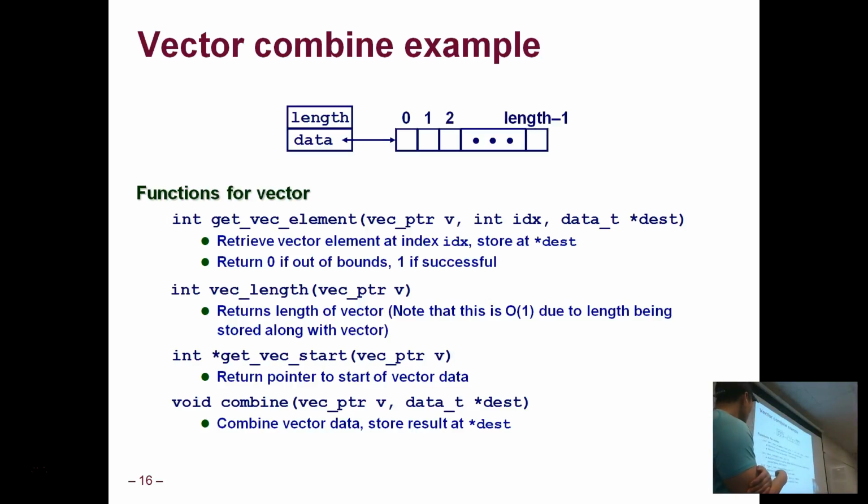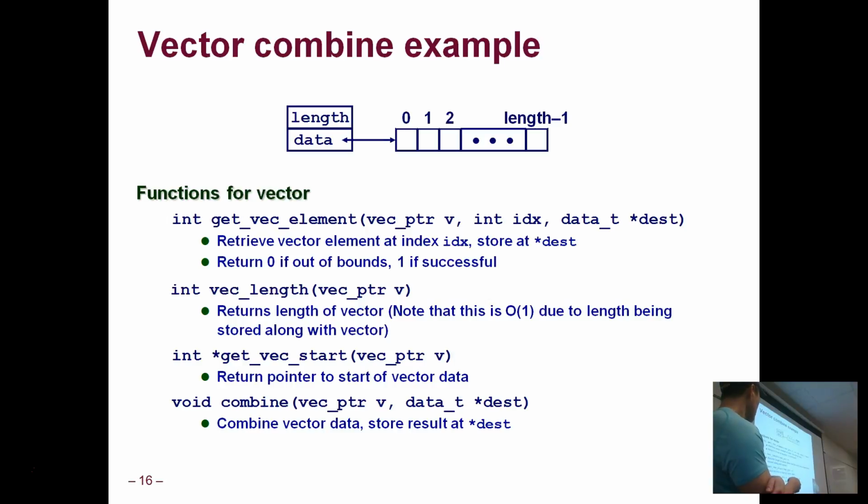We're going to implement this vector length call. So given a vector v, it just returns whatever's in the length field. And this is an order one operation due to the length being stored in the data structure, unlike the string length one, where it has to scan. The other one is get vec start, which says, given a vector pointer, return the data pointer here, this array pointer. And then the last one is the combine operation. And this is the function that we're going to look at.